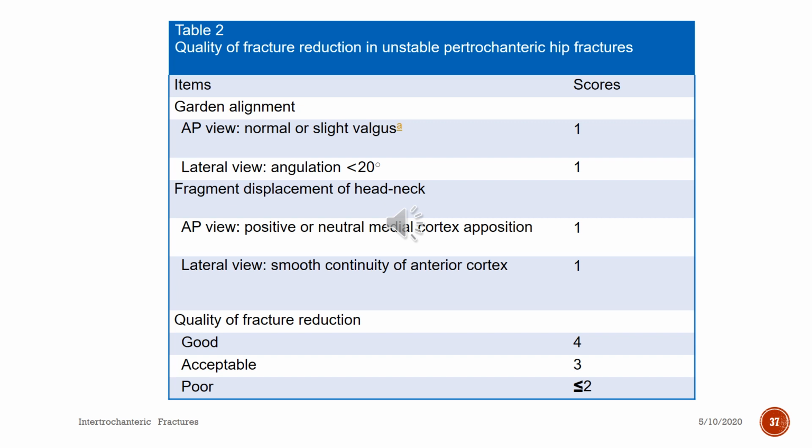Quality of fracture reduction in unstable paratrochanteric hip fractures. Examine the table. Garden alignment, AP view, normal or slight valgus, score 1. Lateral view angulation less than 20 degrees, score 1. Fragment displacement of head-neck, AP view positive or neutral medial cortical apposition, score 1. Lateral view smooth continuity of anterior cortex, score 1. Quality of fracture reduction: good, total score 4. Acceptable, total score 3. Poor, less than 2.